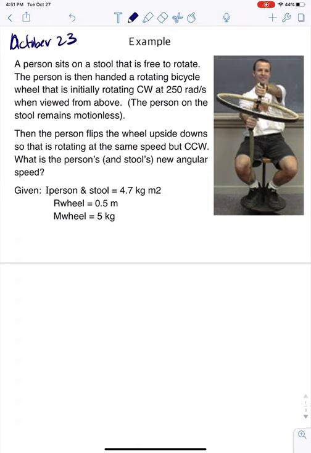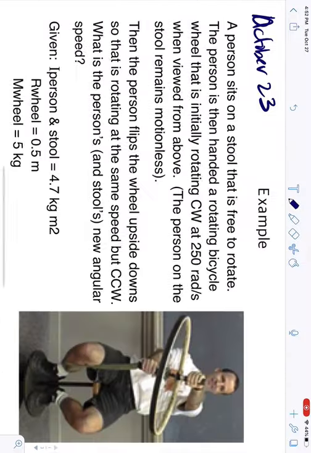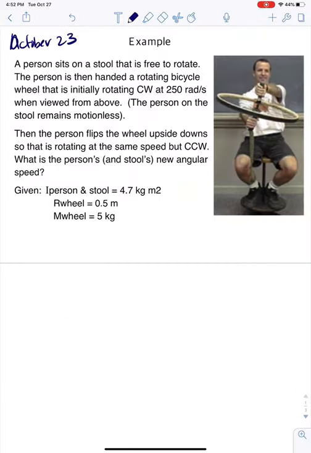In this problem, there's a person that sits on a stool. It's free to rotate. He's handed a rotating bicycle wheel, initially rotating clockwise at a particular speed. He flips the wheel over so that it's rotating at the same speed but counterclockwise, and we want to know what is the person and the stool's new angular speed.